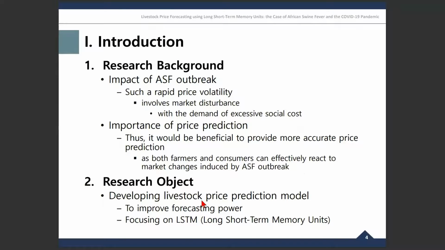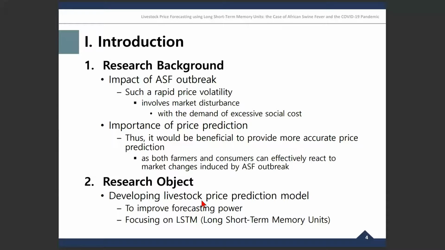This kind of price volatility can cause social cost problems. So policymakers and researchers are focusing on exact price prediction models. My objective in this research is to develop a livestock price prediction model.